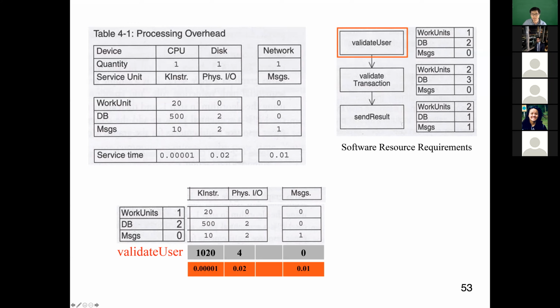So we get in total for validate user: the number of CPU instructions is 1020K instructions. For physical IO, it is 4. For messages, it is 0. And then for each instruction, each IO, and each message, we know the service time. Then we multiply them together, like 1020 times the service time of 1K instructions of CPU, and 4 times the service time of 1 physical IO, which is 0.02. We multiply them together. So this is the executing time of the validate user step.